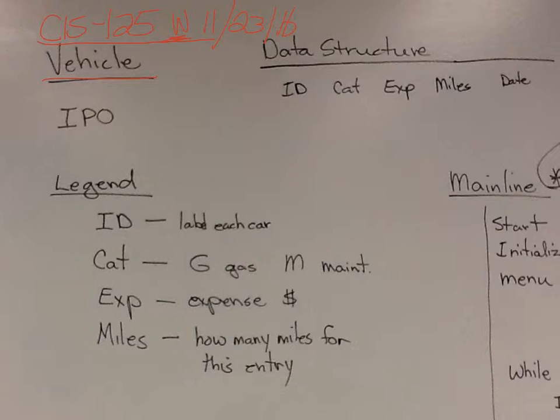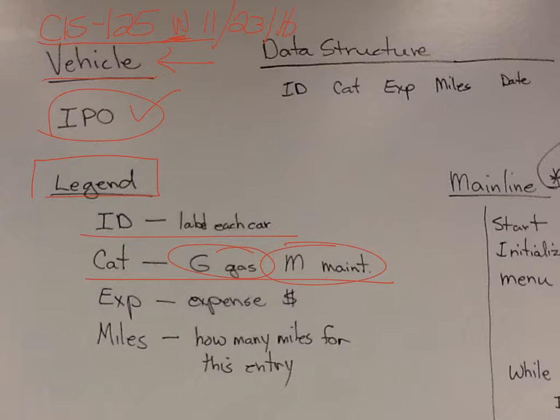We did a vehicle problem on Monday in which we worked in groups. So the IPO was pretty much done. I made a legend: ID, category, gas or maintenance, talking about cars, a company keeping track of their business cars. So expense is how much money is spent either on gas or maintenance.